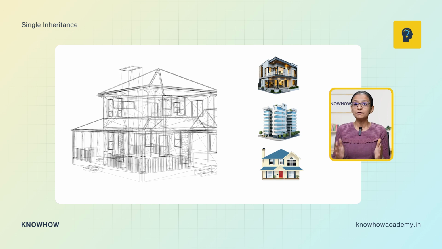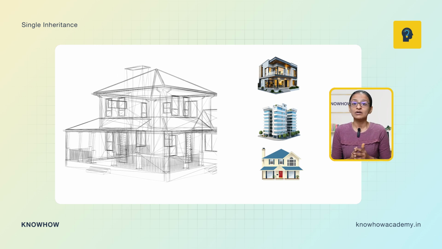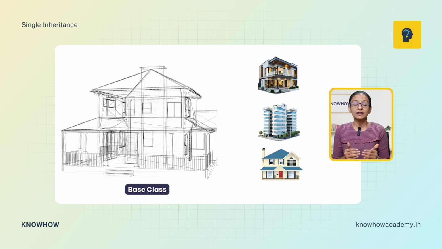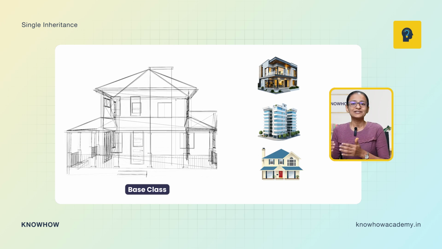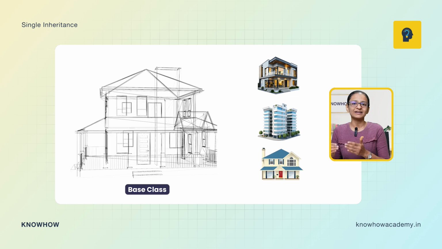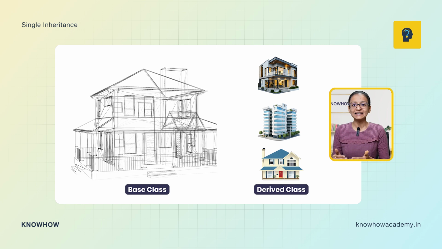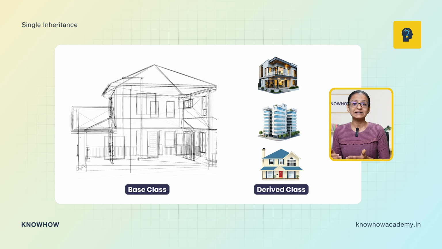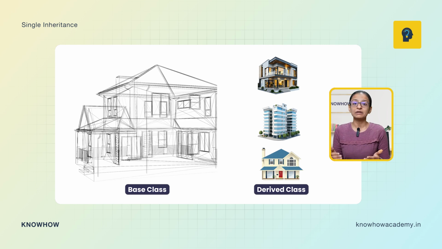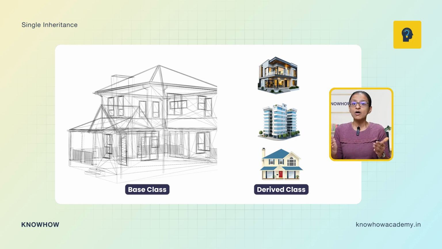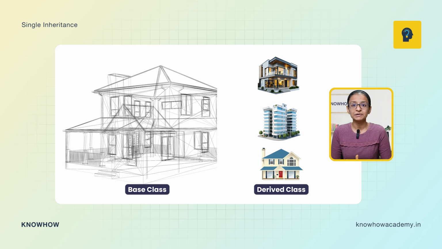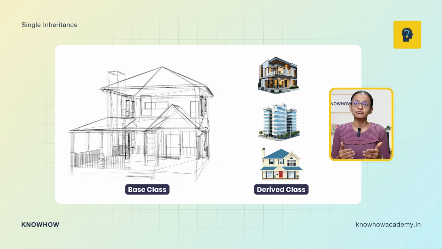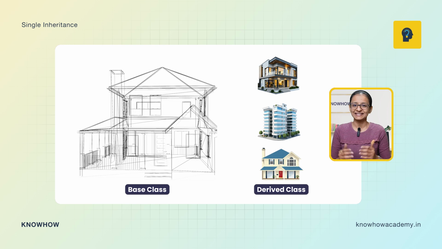Now here the blueprint of a house is called the base class, or you can say the parent class, and the type of house you are building is called the derived class. Basically, whether you are building a villa, a row house, or an apartment house, all include the basic blueprint of the house, that is living room, kitchen, bedroom, wash area, bathroom, and etc.